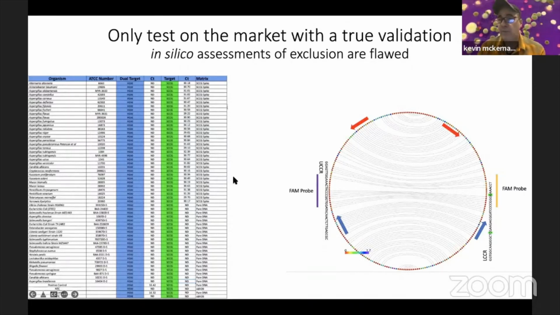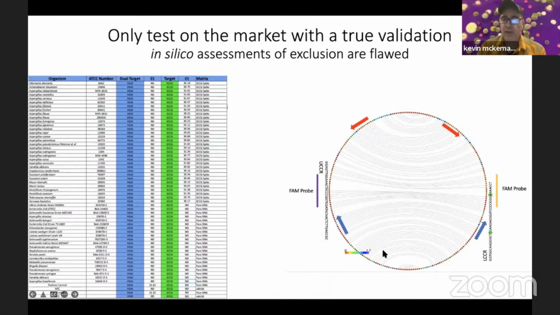It is painful and pricey. Each one of these organisms costs like $330. So this is probably a $15,000 experiment we had to do just to demonstrate that this thing doesn't hit off target. The other thing you have to be aware of is where you place your primers in the genome.